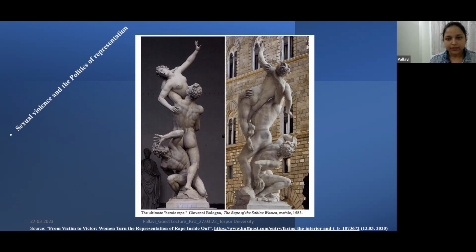So here she is using this poster also in her work, and this visual representation, this picture of the sculpture made by Giovanni Bologna in 1583 was termed by Brownmiller as heroic rape. And I have taken an example of the depiction of sexual violence made by women like Käthe Kollwitz, which I will show you next.